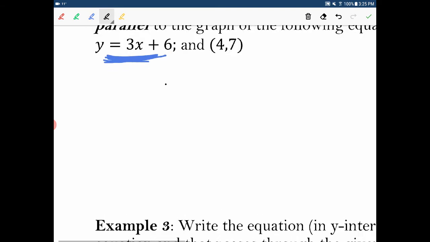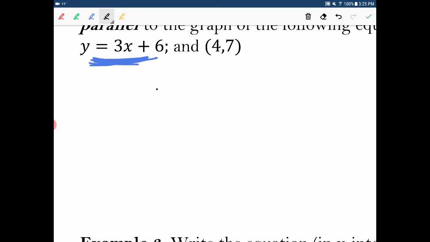What's important is that you remember that two lines that are parallel have the same slope. So the slope in this case is going to be the same as that line. Okay, and there is our m value right there. So m is equal to 3. Once again, we don't know b. However, we do have an x and y right here. So let's go for it.